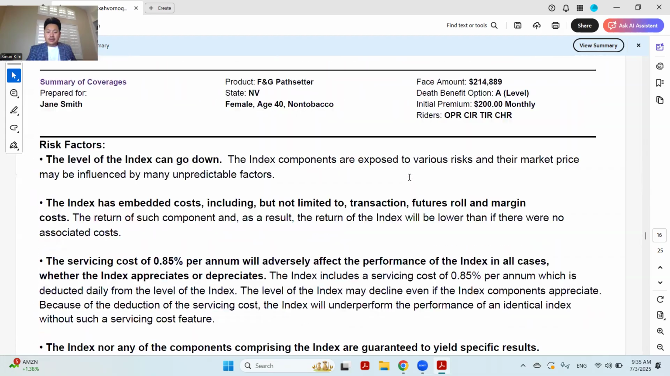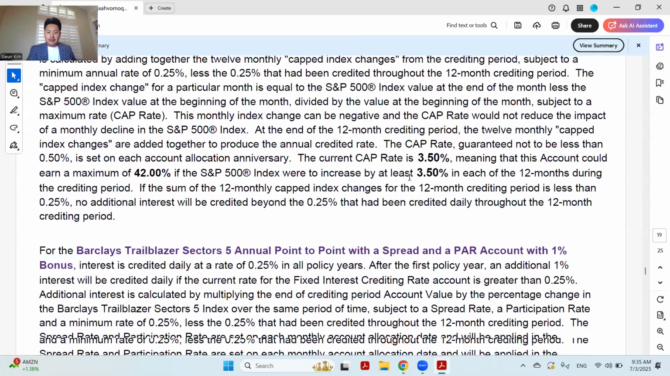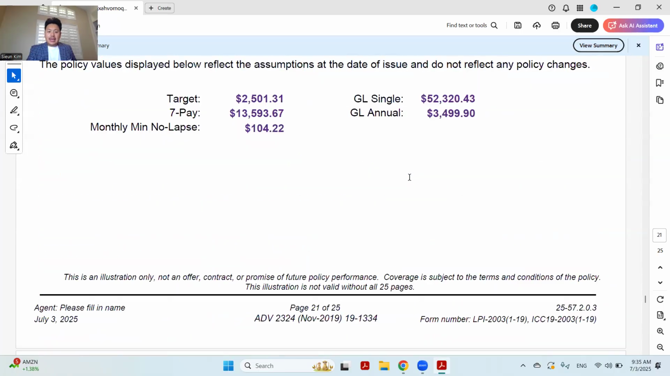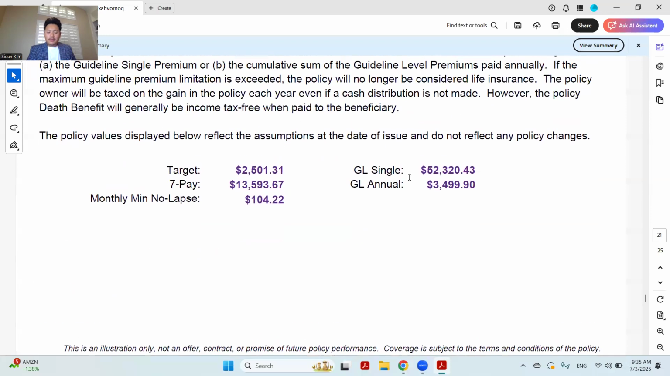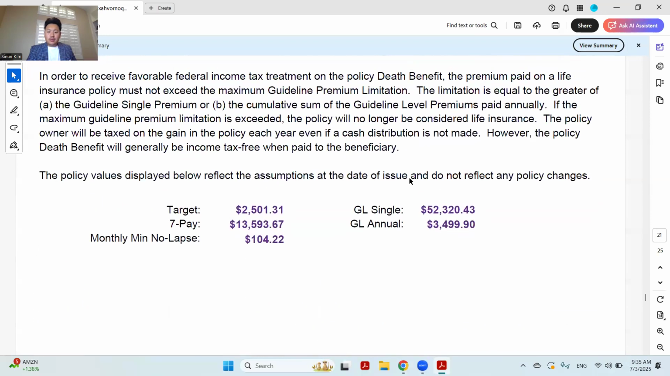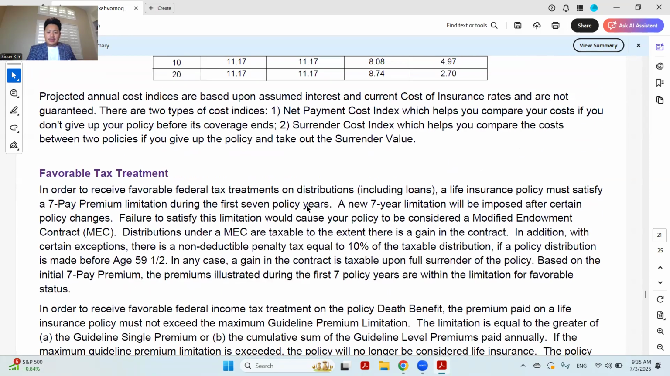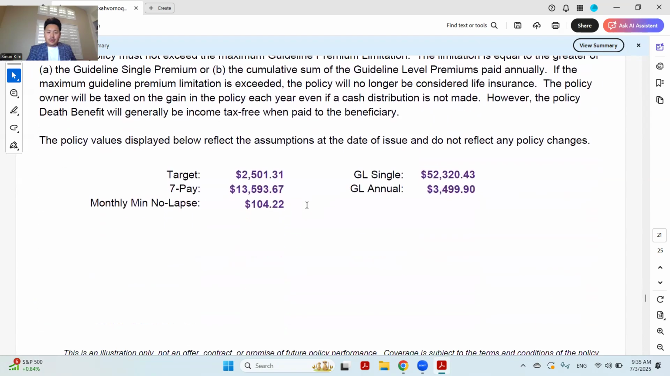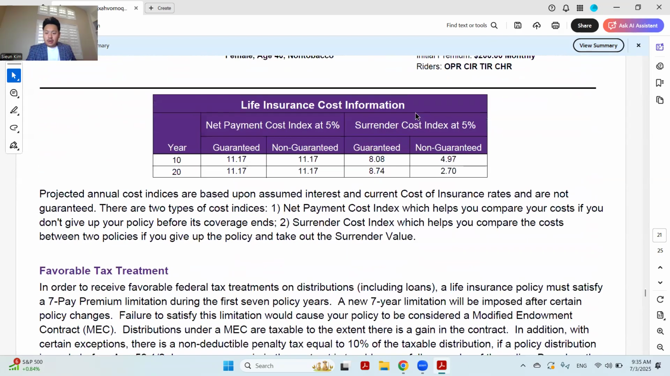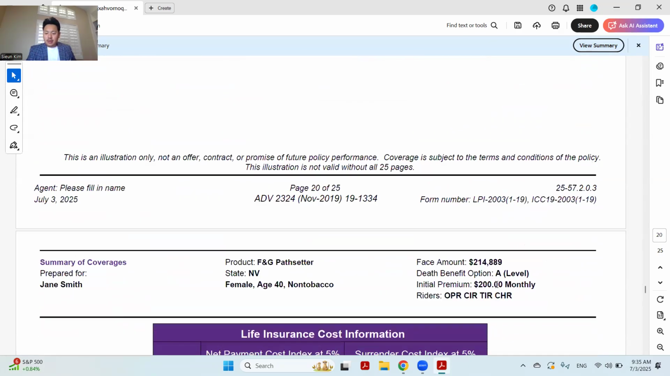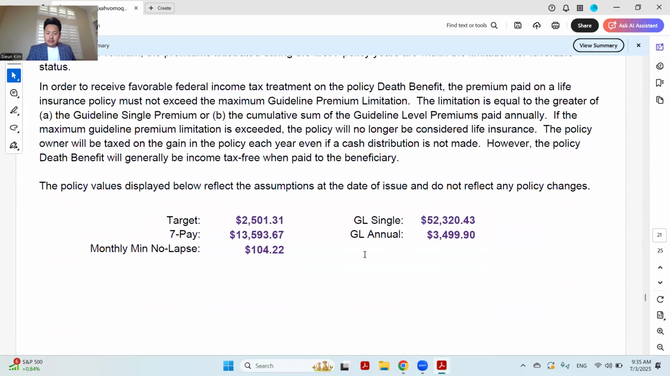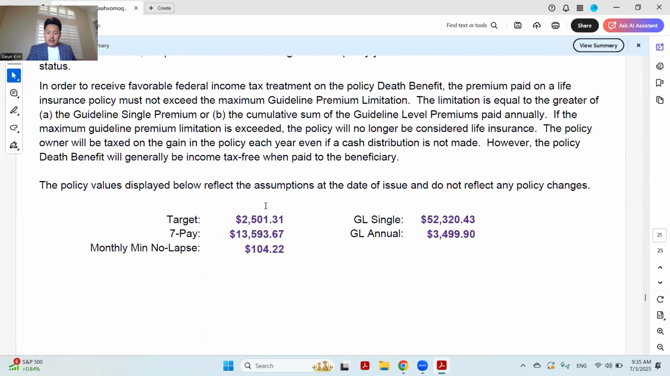And last thing I wanted to show you, and then I'll wrap it up and open up for some questions. If you go to page 21 of 25, they're going to show you the different options available when it comes to your premium payment. So you remember we did 200 a month, right? Monthly premium. So target is 2,500. So your client is paying right around the target premium.